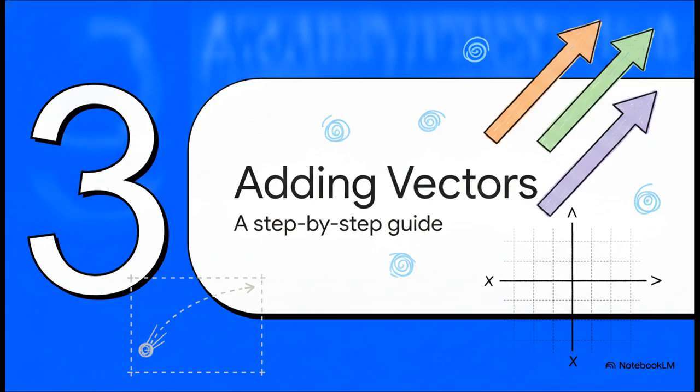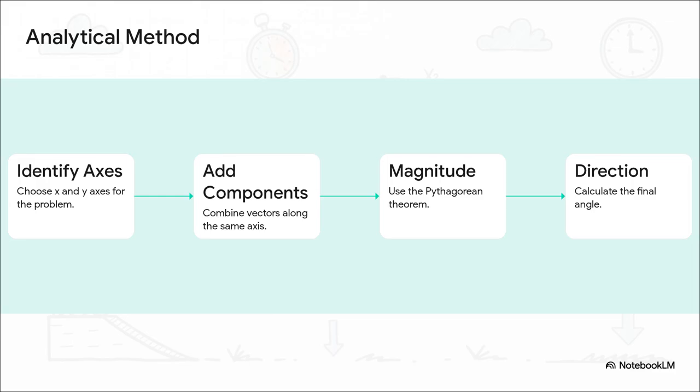All right, section 3, adding vectors analytically, a step-by-step guide. Let's quickly walk through this precise 4-step process. Step 1, you just identify your x and y axes. Step 2, you separate all your different motions and add up the components along the same axis. So you lump all the x's together and all the y's together.